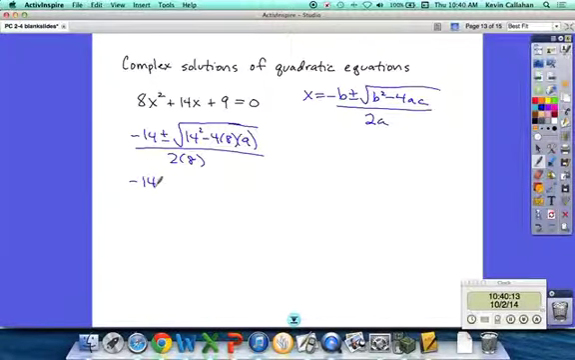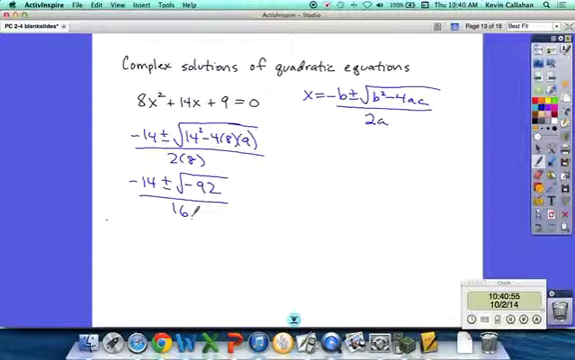Negative 14 plus or minus, okay, 14 squared is 196. 72 times 4 is 288. So 196 minus 288 should be negative 92. So we're taking the square root of a negative number. That's where the imaginary number comes up, right? And in the denominator, we have 16. Now, 92 is not a perfect square. Can you think of any factors of 92 that are?